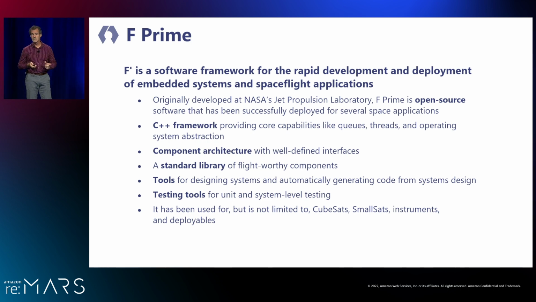And there's a standard library that comes with F prime of flight-worthy components that have been used in flight. So you can either use the standard components or write your own components to plug into this architecture. It also supplies tools for automatically generating code from system designs. So model-based design tends to be important in this segment, as well as testing tools for unit and system level testing. And F prime is typically used for smaller systems like satellites. So there are CubeSats, which are a class of nanosatellite, and there are small sats, which are about the size of a large refrigerator.